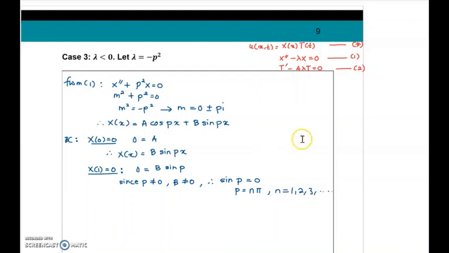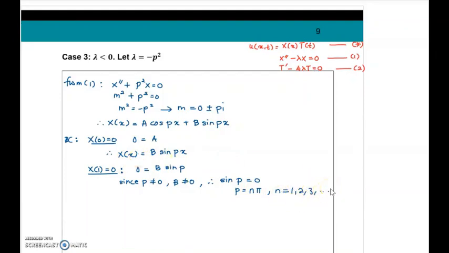If we look back at our equation here, when n equals 1, for example, then we have the equation x equals b sine pi x. When n equals 2, we have another solution, x equals b sine 2 pi x. So we have lots of solutions for the x here, depending on the n.